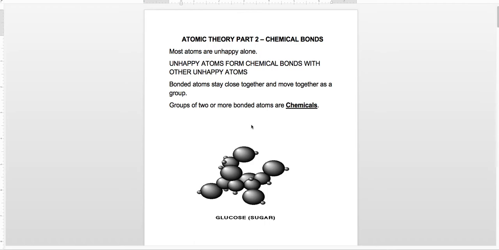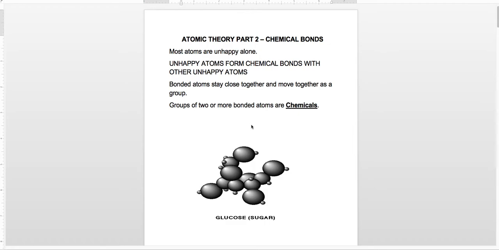Matter is made of tiny little particles called atoms, which themselves are made of even tinier particles called subatomic particles, specifically protons, which are tiny little positively charged particles, electrons, which are negatively charged, and neutrons, which are neutral particles that have no electrical charge. Those three subatomic particles, protons, neutrons, and electrons, make up what we call atoms.